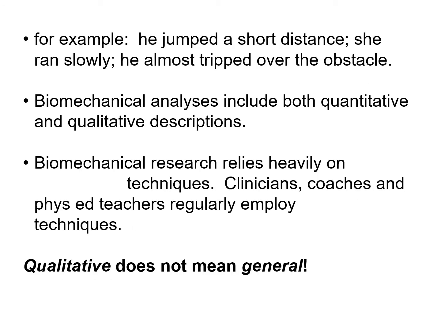For example, for a qualitative description, instead of saying he jumped 2.2 meters, I could say he jumped a short distance. Instead of she ran 4.5 meters per second, she ran slowly. He almost tripped over the obstacle. I'm not using numbers, I'm just describing the quality of that movement. So biomechanical analysis includes both quantitative and qualitative descriptions, but biomechanical research relies heavily on quantitative techniques.